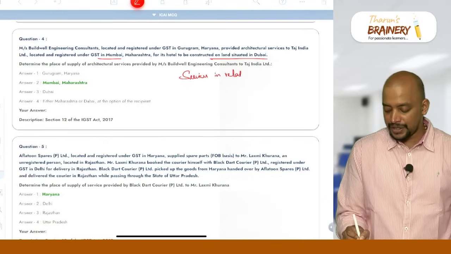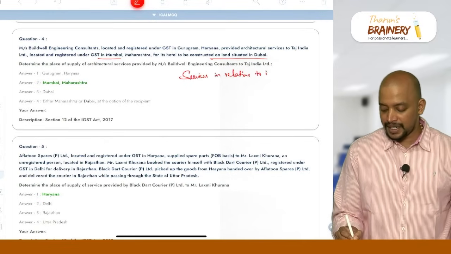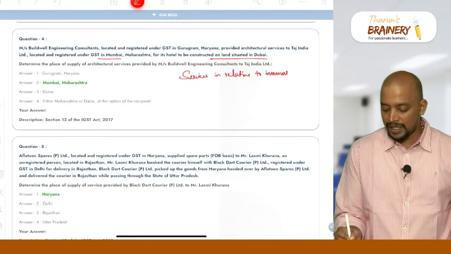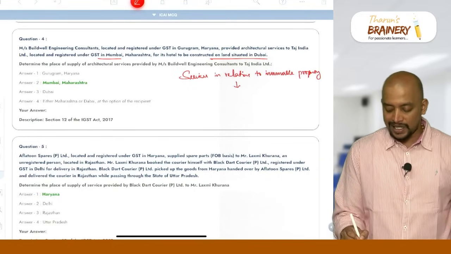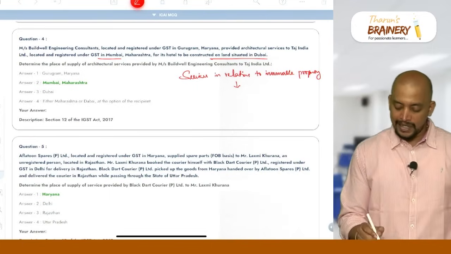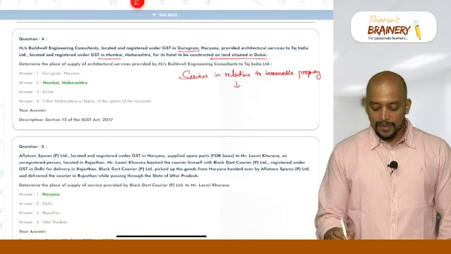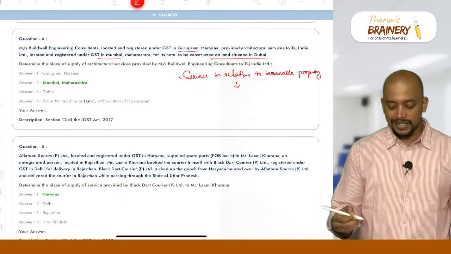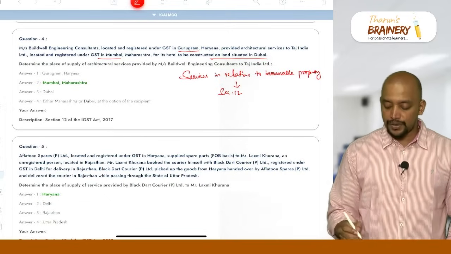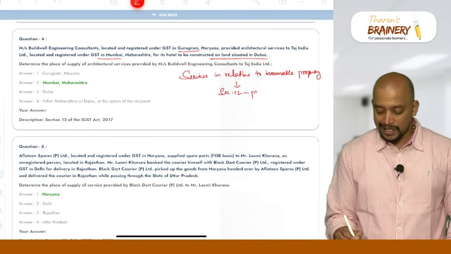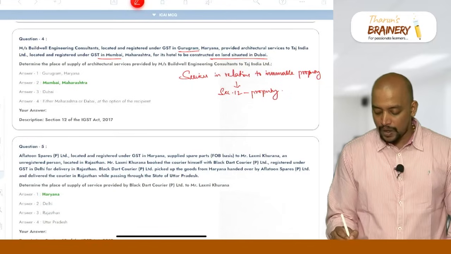Services in relation to immovable property. So whether we need to determine as per 12 or 13. Where is the supplier located? Located in Gurugram, Haryana, and they provide architectural services to Taj in Mumbai, Maharashtra. So section 12. Whether the property in India or property outside India? Property outside India.